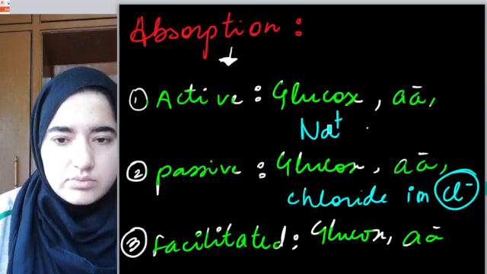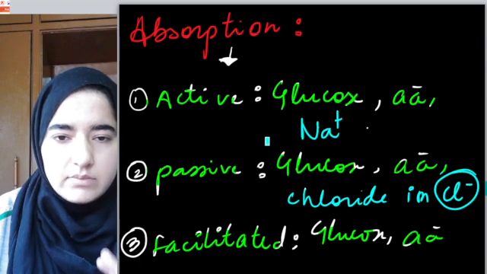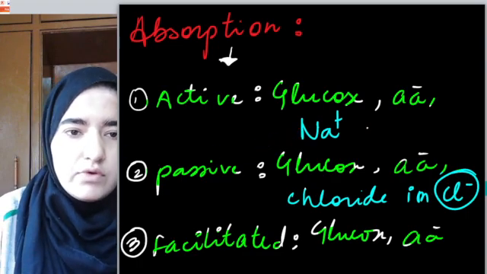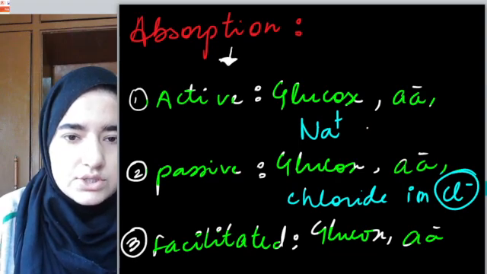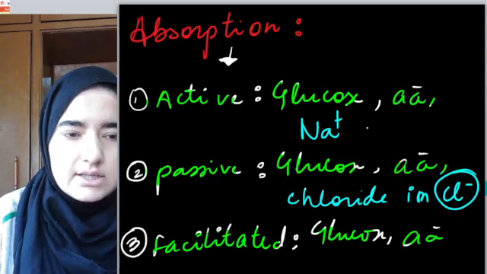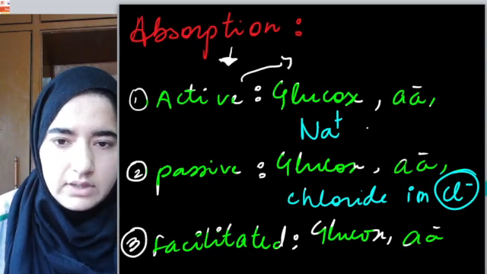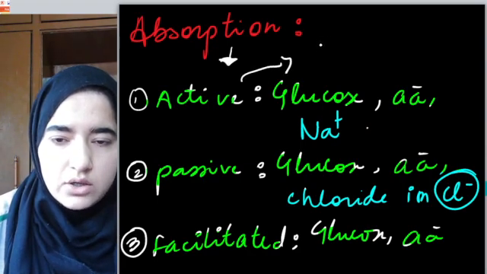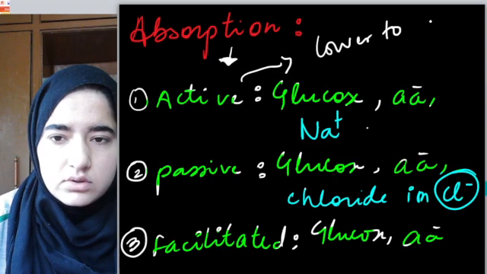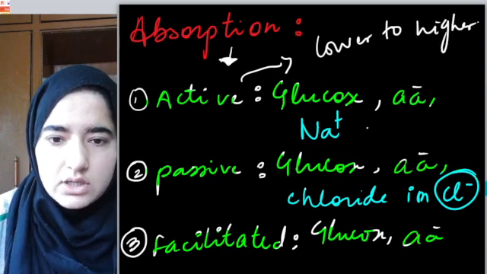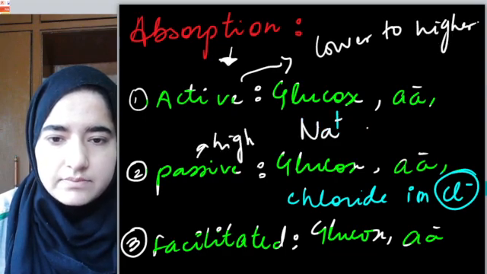This is active transportation because it's being actively absorbed. Active means from lower concentration to higher concentration. I am going to teach this in detail in the cell chapter. Active means from lower to higher concentration. Passive means higher to lower.